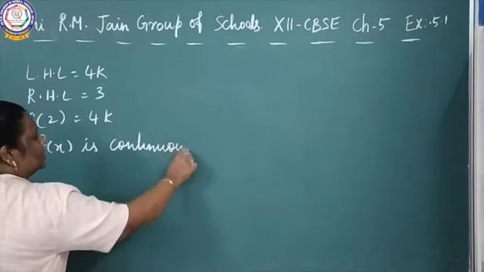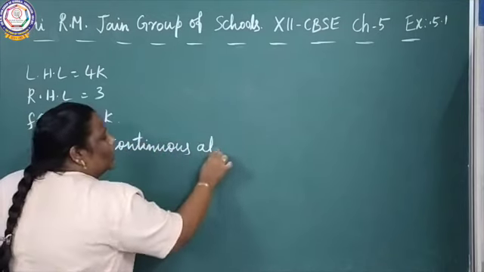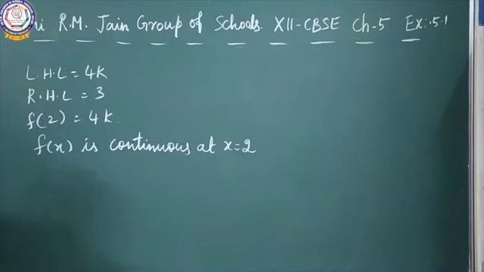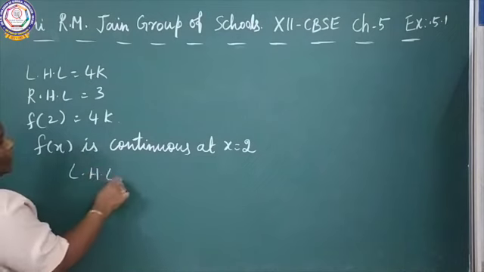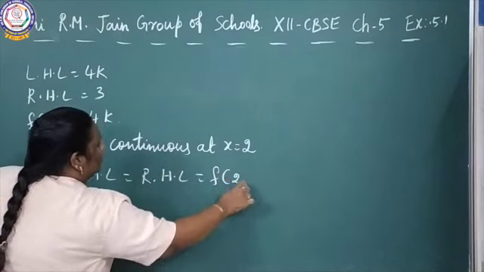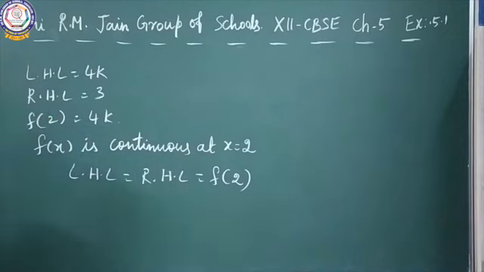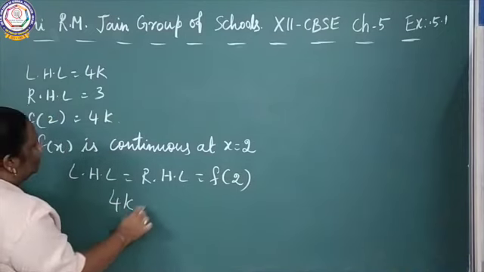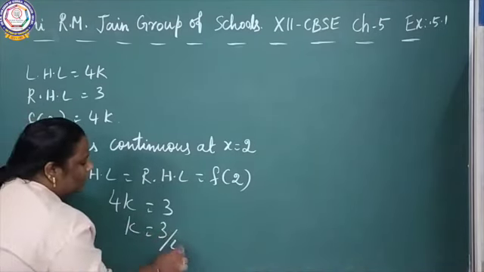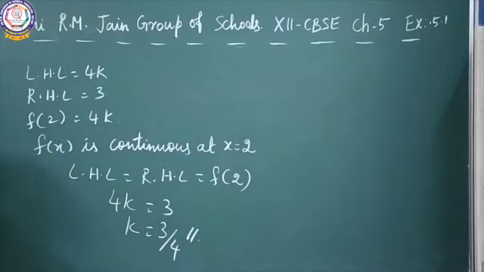f of x is continuous at x equal to 2. Left hand limit equal to right hand limit equal to f of a, that is f of 2. So 4k equal to 3. What is the value of k? k equal to 3 by 4.